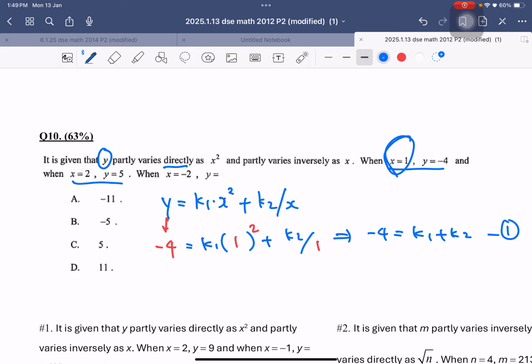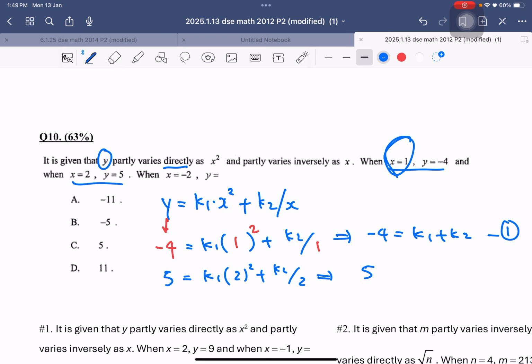Then we substitute the second condition. We have 5 is equal to k1 times 2 squared plus k2 divided by 2. Giving you 5 equal to 4k1 plus k2 divided by 2. This is the second equation.